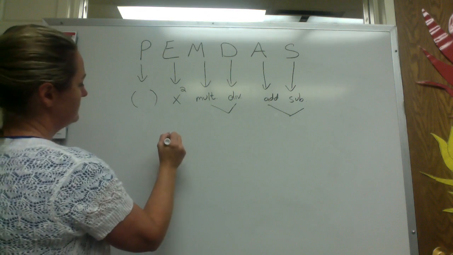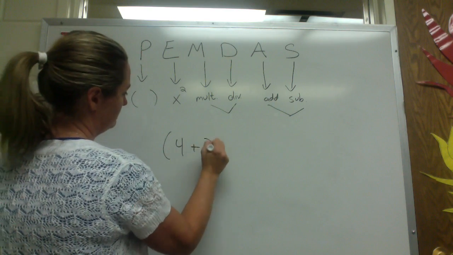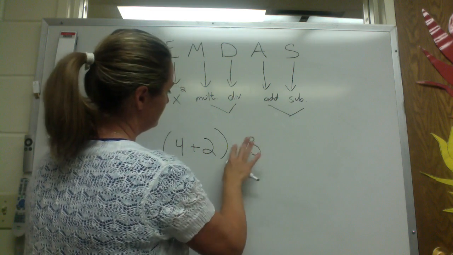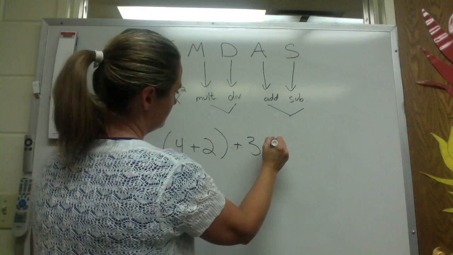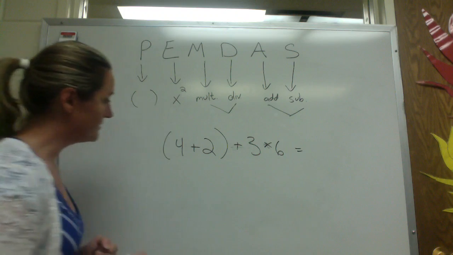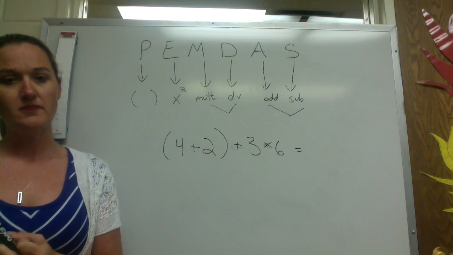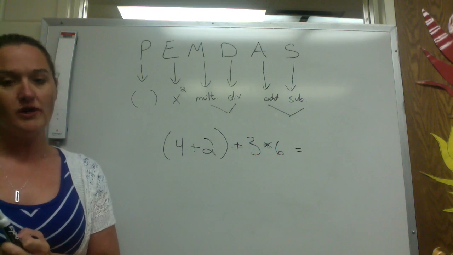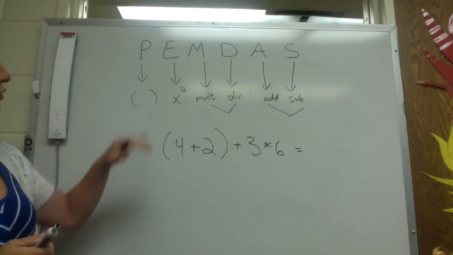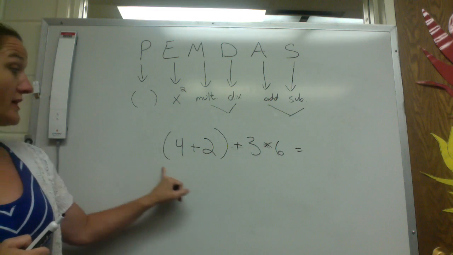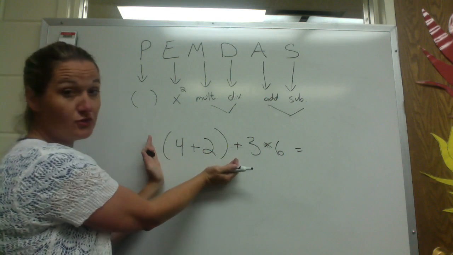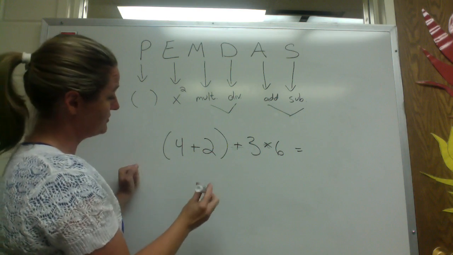one with some parentheses in there. Okay, look at the problem and think about what I am going to do first. Look up here. P is first, that's parentheses. Do I have parentheses in my equation? Yeah, I do: the 4 plus the 2. So I do whatever is in these parentheses first. 4 plus 2, that's 6.